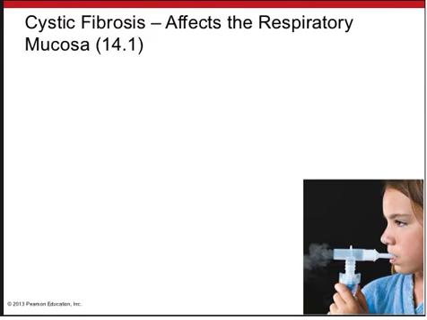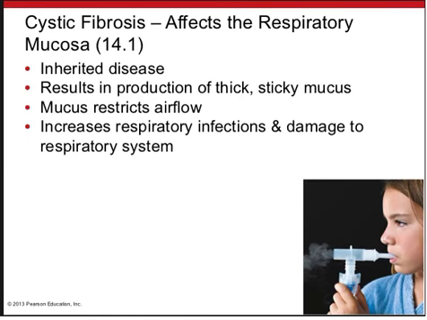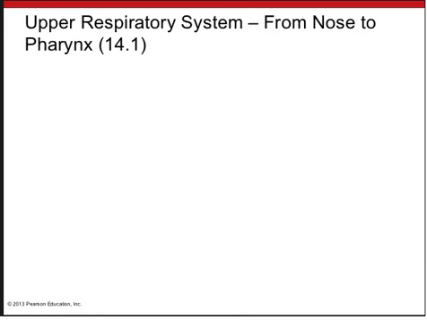Cystic fibrosis is a disease that affects the respiratory mucosa. It's inherited. It's a deletion in a membrane pump that controls the distribution of salt across cell membranes. The result is that the salt accumulates outside the cell, resulting in the production of a thick, sticky mucus, which restricts airflow. This increases respiratory infection, and it also increases the risk of damage to the respiratory system. Breathing treatments will thin the mucus. We can test for the presence of this defective gene using amniocentesis before the baby is born, and thus prepare the parents to deal with the disease should their children carry 2 copies of the defective gene.